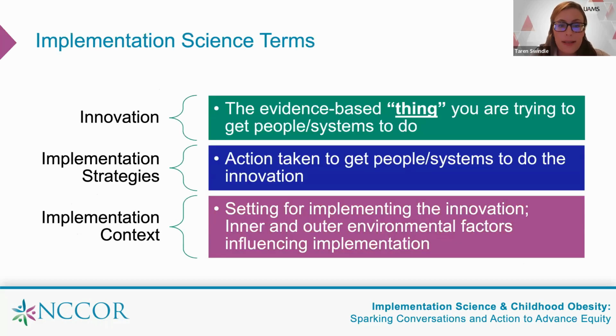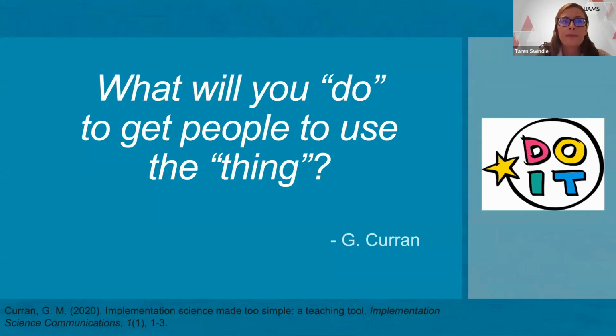And so the first is that term innovation. This is the thing that you're trying to get people or systems to do. And how you're doing that are implementation strategies. These are the actions that you're taking to get people and systems to do the thing. And then finally, all of this is taking place within a context. And so we want to always be thoughtful about the inner and outer environmental factors that might be influencing a particular implementation effort. Next slide.